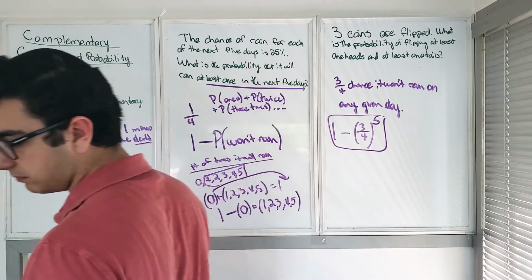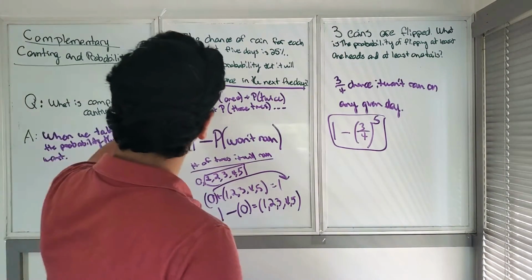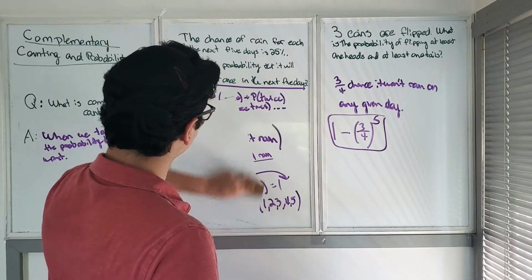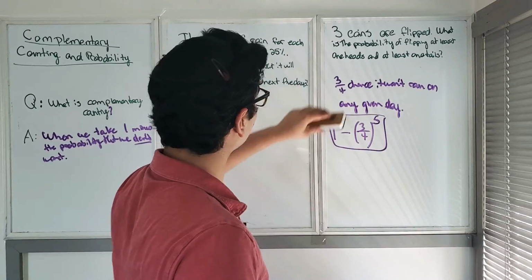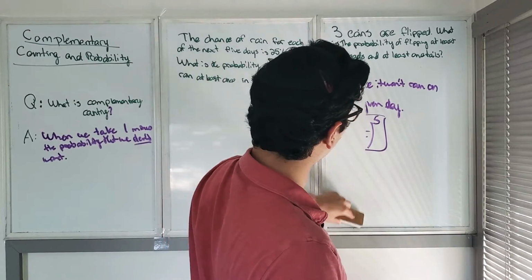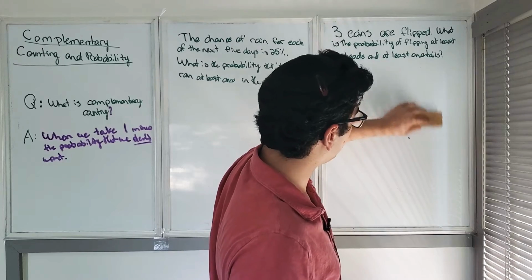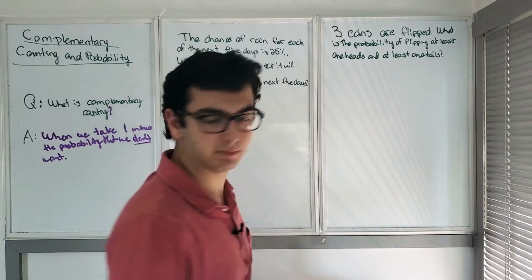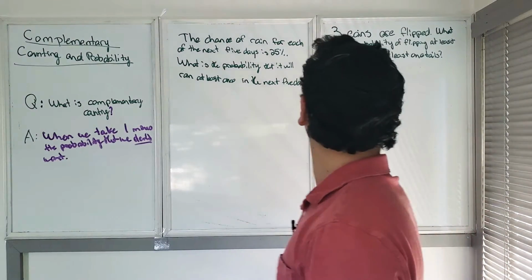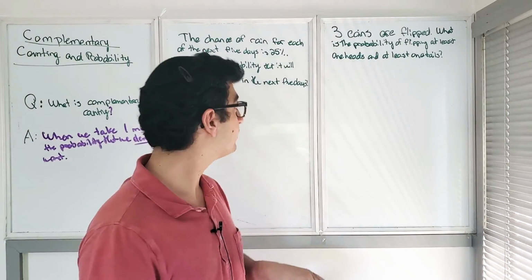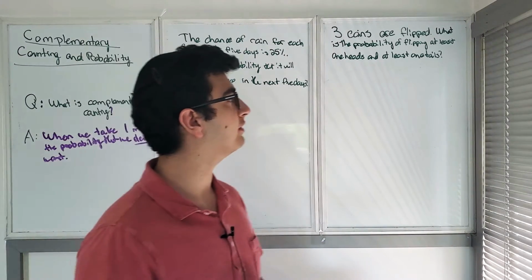Now we need to move on to the next problem. This technique can be very powerful, save a lot of time, and get rid of any reckless mistakes that you might make by going too fast. I'll use a different color. 3 coins are flipped. What is the probability of flipping at least 1 heads and at least 1 tails?